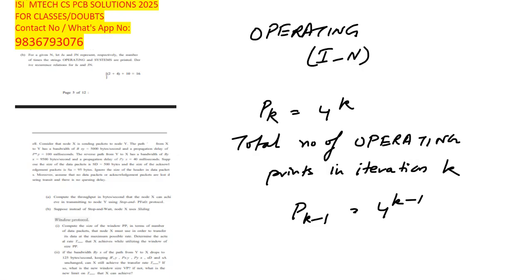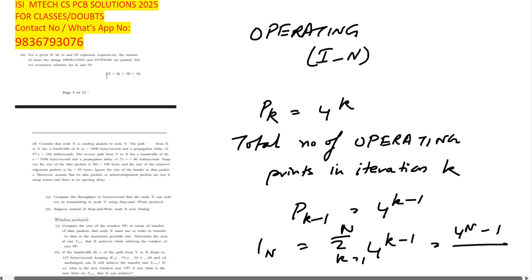So then what will the total operating strings be? In is equal to the sum from k equals 1 to n of 4 to the power k minus 1, so 4 to the power n minus 1 by 3. So here what I am having is In equals In minus 1 plus 4 to the power n minus 1, and I0 is equal to 0.